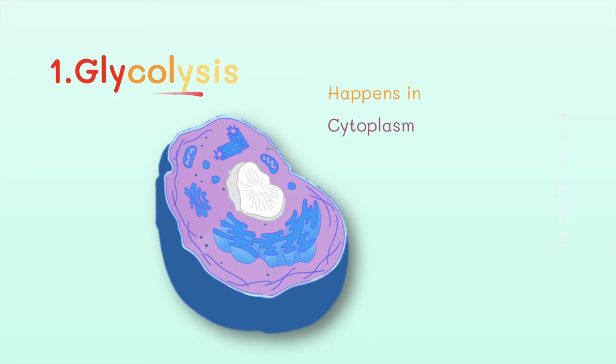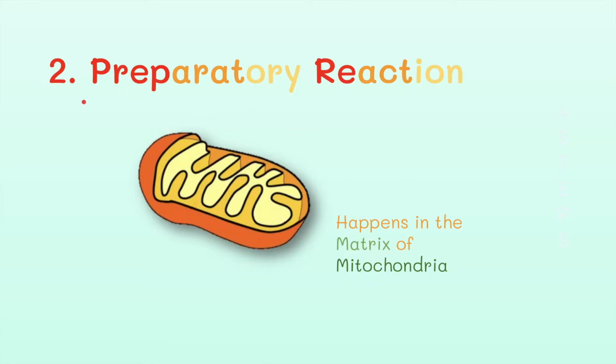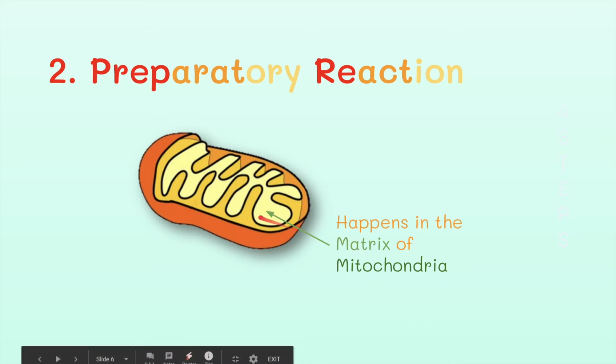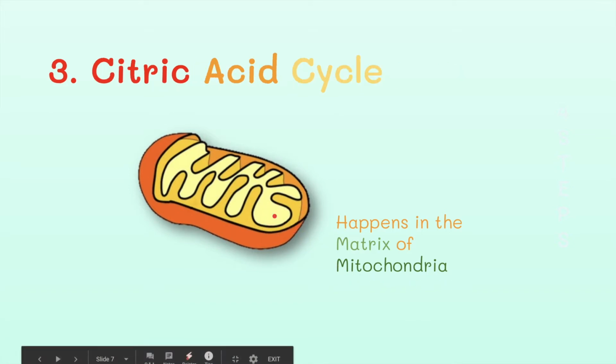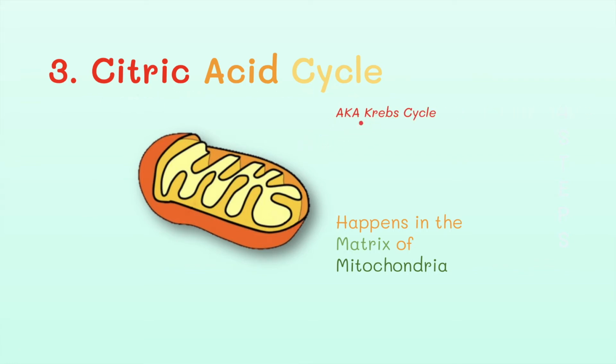First step is glycolysis. This step happens in cytoplasm, like here. Next, the second step is preparatory reaction. This step happens in the matrix of mitochondria, like here. Third step is citric acid cycle, also known as Krebs cycle. This step happens in the matrix of mitochondria.